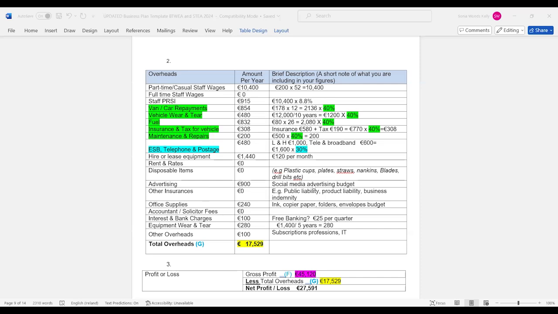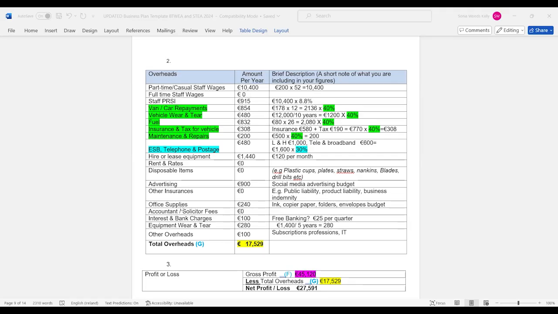So you need to have an advertising budget in your head, how much you're going to spend every week, how much a month, whether it be social media, what type of advertising you're going to work with. But whatever your budget is, put in your annual budgeted figure here. If you have other insurances like public liability, product liability, or business indemnity insurance, get a quotation, and whatever figure is on the quotation, put the annual amount in here. So for this video, I'm putting in 0 as none of them are applicable.